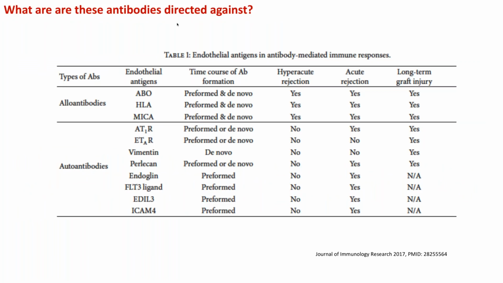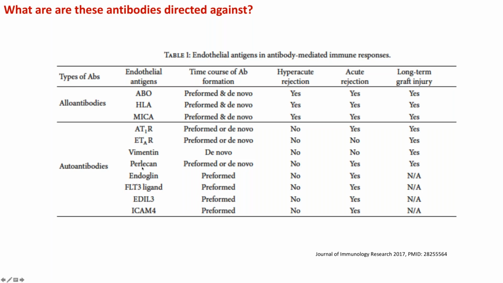Now we say DSA and non-HLA antibodies. So what are these major alloantibodies and autoantibodies? This is a partial list of the antibodies that we're talking about. ABO, of course, is the most important antibody. And then when we say antibody-mediated rejection or DSA, we are primarily referring to HLA. And there are several non-HLA antibodies also.